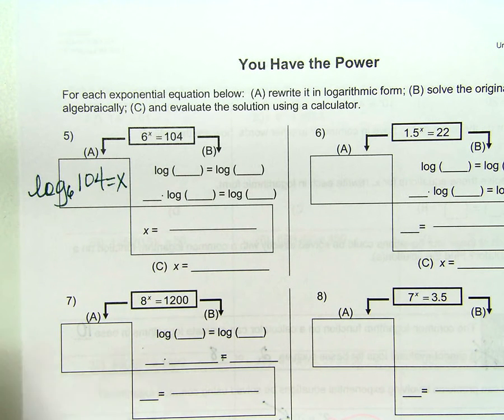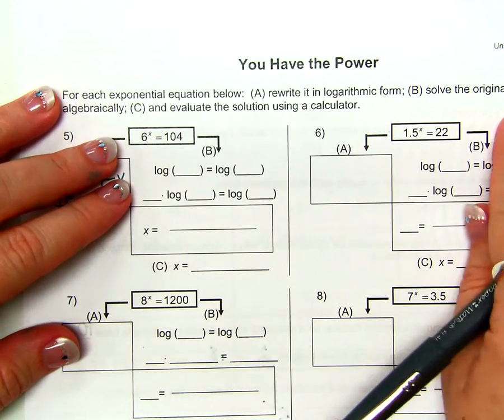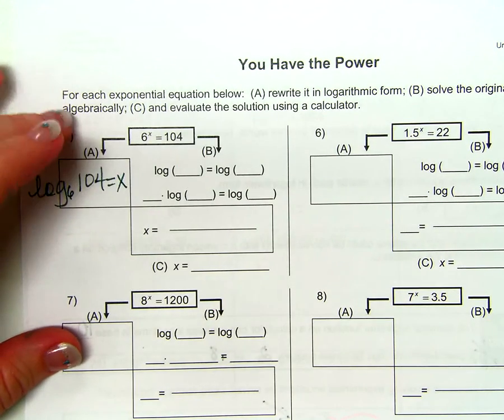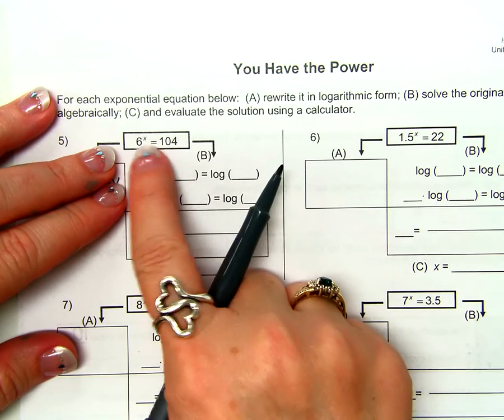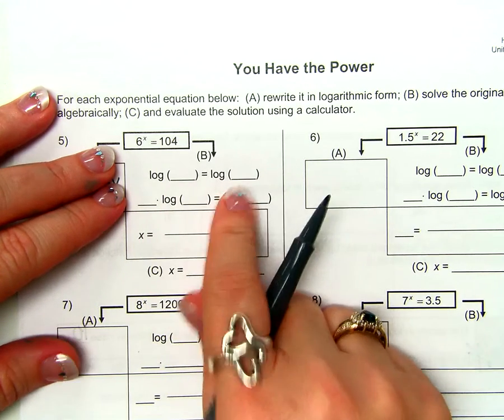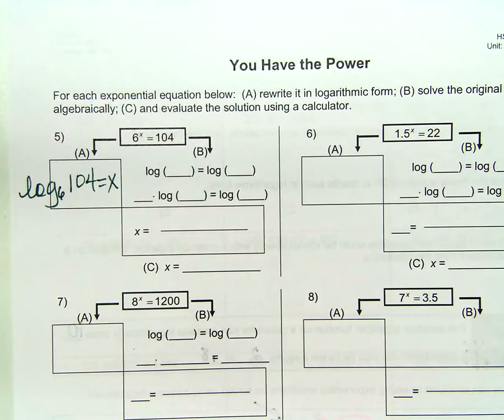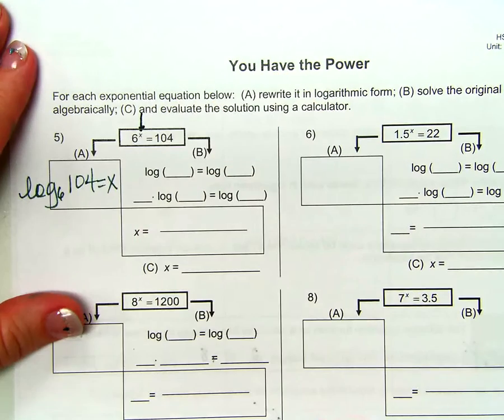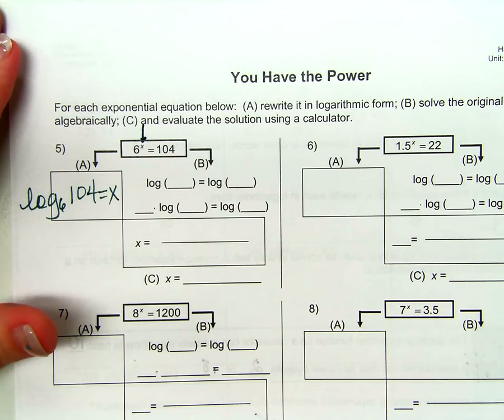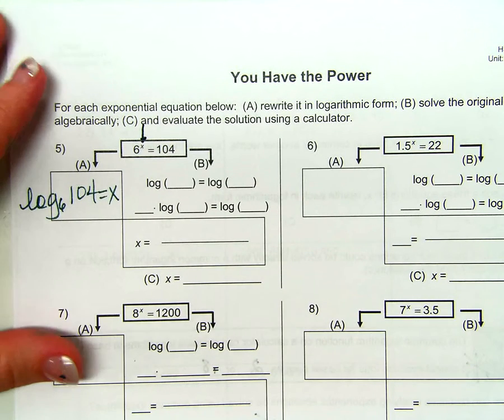Okay? Now, part B, solve the original equation algebraically. So how are we going to solve this? Well, they gave you some hints. First of all, you got to take the log of both sides, right? When are you going to know that you have to take the log of both sides? Yep. When the variable is in the exponent. That's how you're going to know.